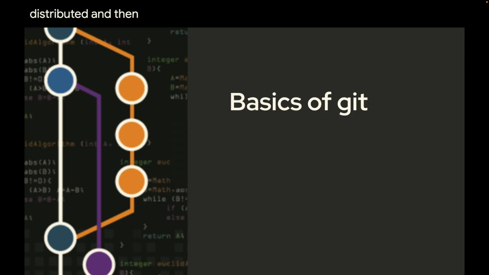And to make a song reference, think of SVN as "Everyone Wants to Rule the World," where Git is "Girls Just Want to Have Fun," where everyone works independently.